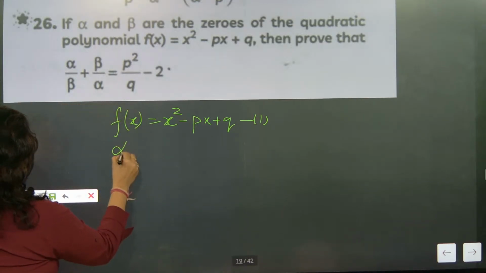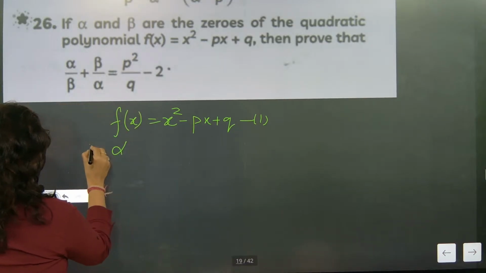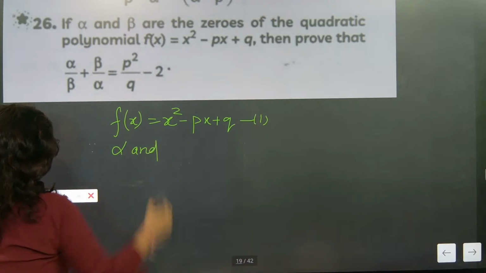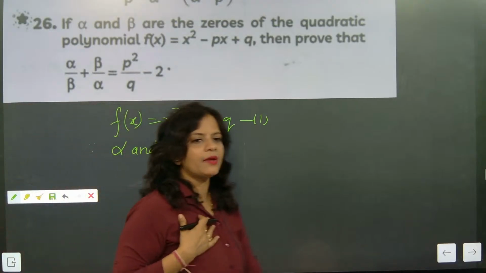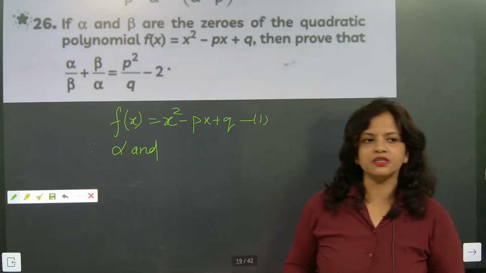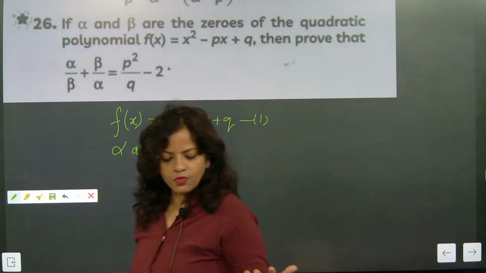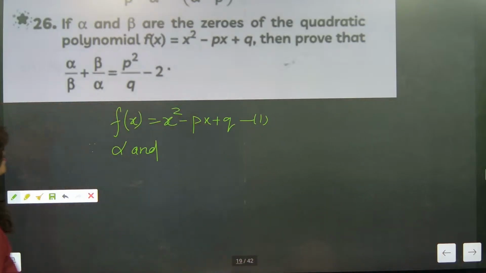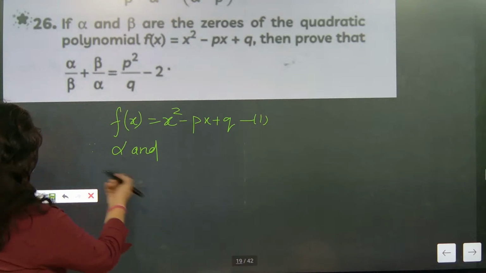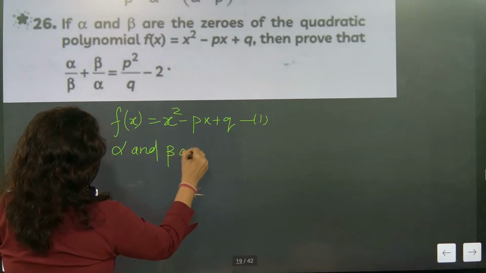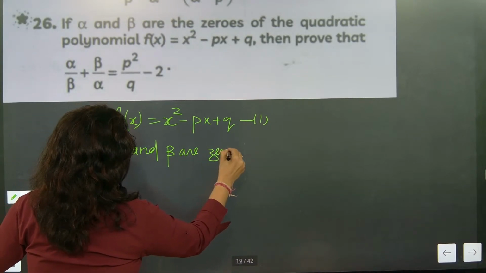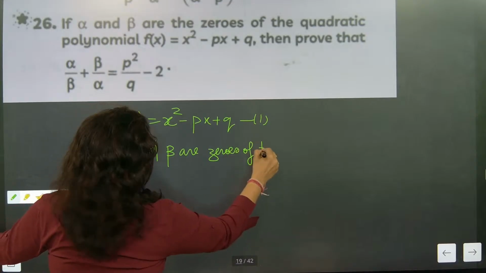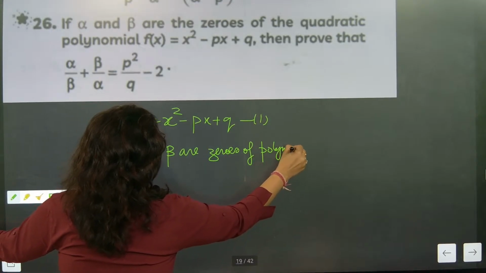So first, alpha and beta are the roots. Now I am a topper, I got full marks in maths examination. What am I going to write? How am I going to present my paper? I will write: alpha and beta are zeros of the polynomial. It is given.